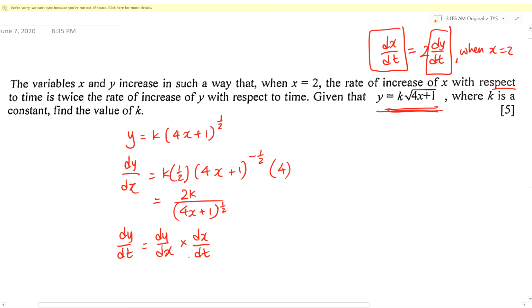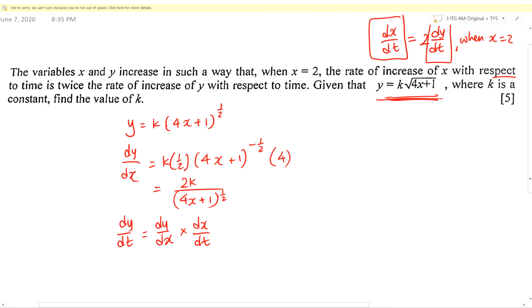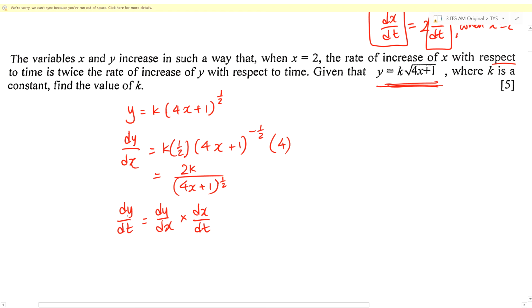Okay? So we're now going to substitute whatever we have. dy/dt, we don't have an expression for dy/dt, so we leave it as it is. dy/dx, we have an expression for dy/dx. Let's copy that down. 2k over 4x plus 1 power half. So we've rewritten dy/dx already. Multiply this by dx/dt.